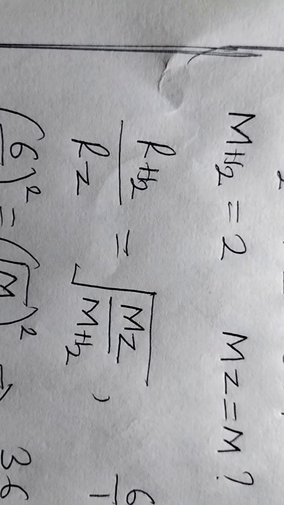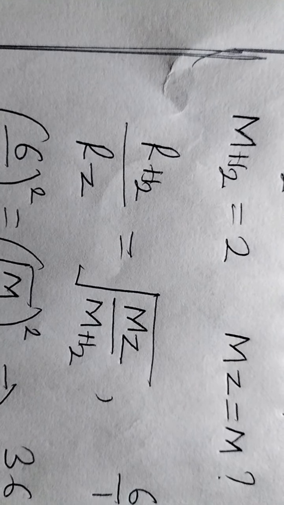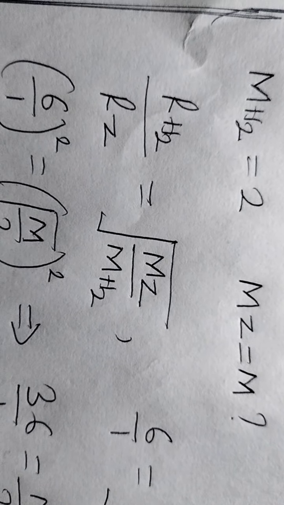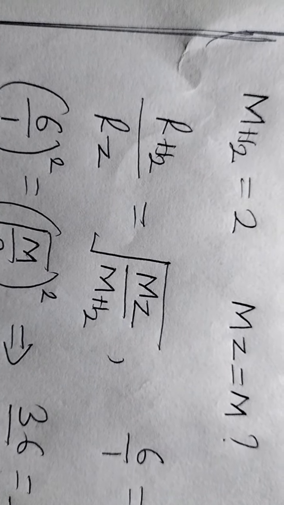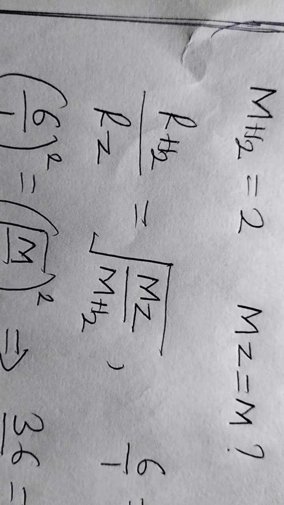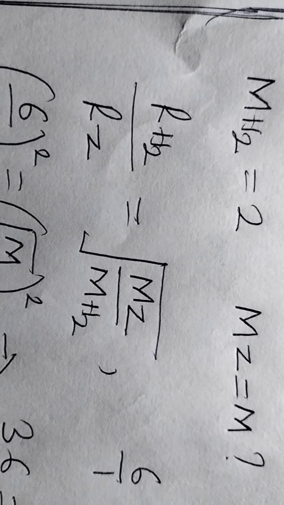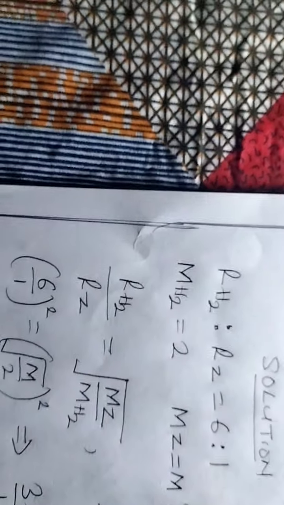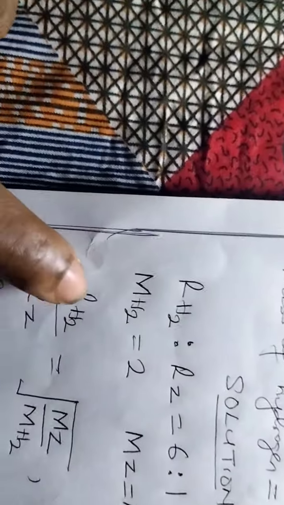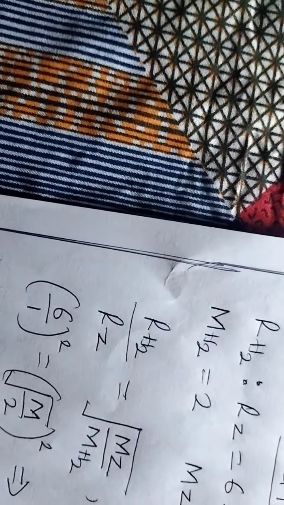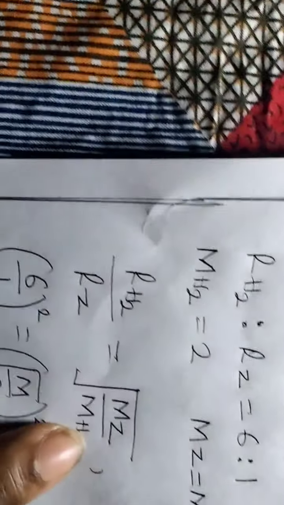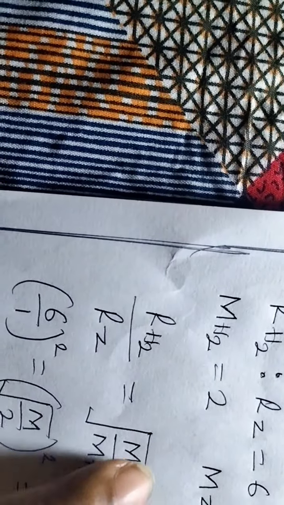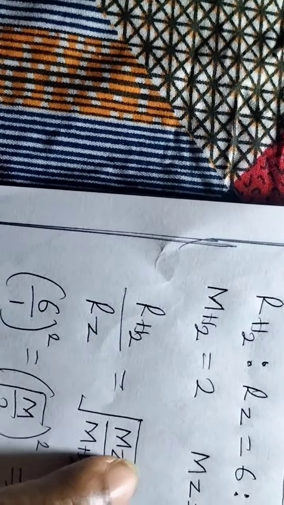So now I have R hydrogen all over R Z equal to the square root of M Z all over the square root of M hydrogen. So we can say that the rate of each gas is inversely proportional to the square root of its molecular mass. The rate of hydrogen gas is up there, while the molecular mass of hydrogen gas is down there. The rate of Z is up, while the molecular mass is down.